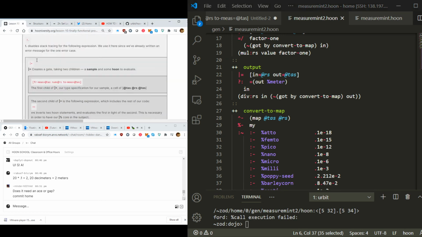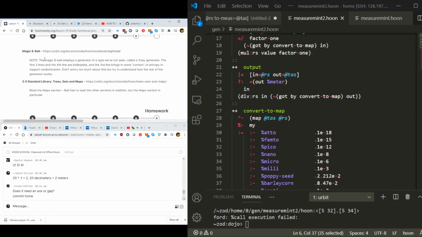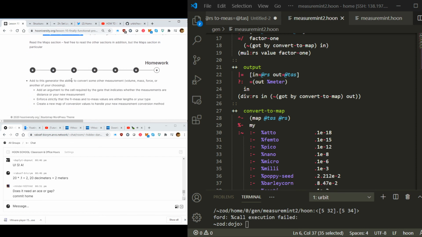Because our homework is going to be to first of all read the Magic 8-Ball, which will talk about some of the different things that we can do with PATRS values, and read about tree sets and maps here, some of the operations you can do. But the work that we want you to do is add to the generator the ability to convert some other measurement type and add some argument or figure out some other way. There's probably ways to do this where you're not adding an argument that indicates whether the measurements are of length or of some other thing like volume or force. Like I want to know how many horsepower are in a Newton. Does that make sense? Maybe.